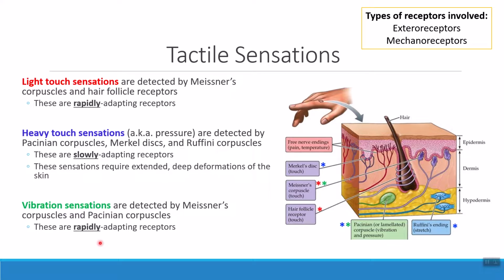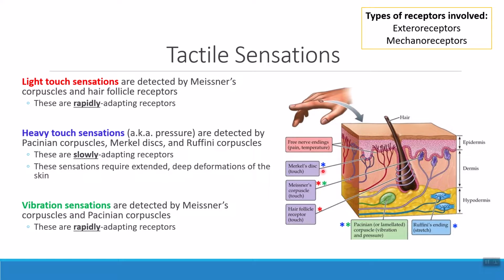If you're a word studier, you can make yourself flashcards for each of these types of sensations and what particular structures help us to detect them. If you're a picture studier, I want to draw your attention over here to my list of structures with these little stars next to them. These little stars are color-coded for you.